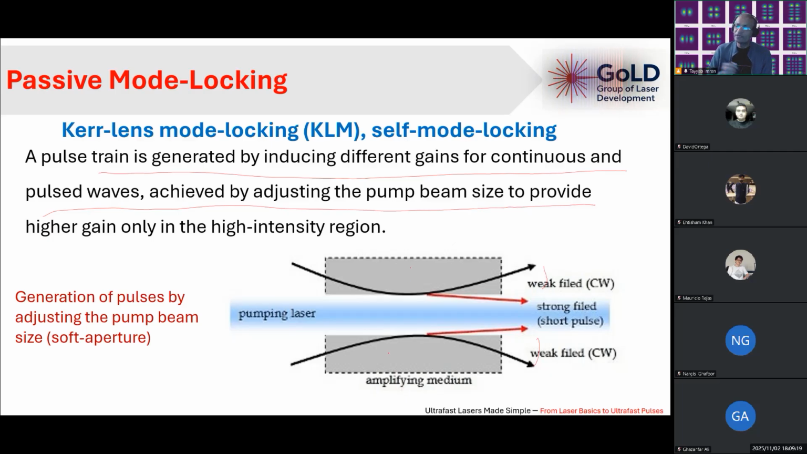What is the pump beam size? The pump beam size is supposed to be the same as the virtual lens created here. If the pump beam size is bigger than this one, you may not have optimized mode-locked pulses. So the pump also plays an important role. But the main laser beam, which passes through the amplified or gain medium again and again, is the main thing that makes Kerr-lens mode locking possible.